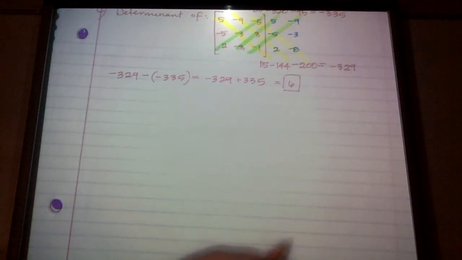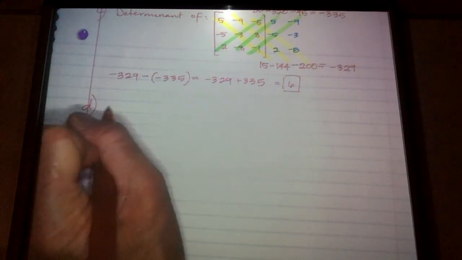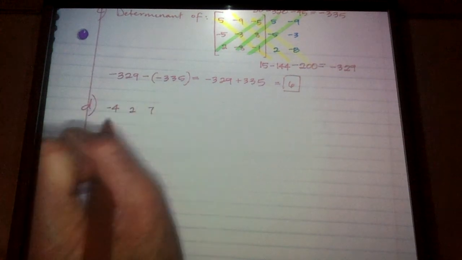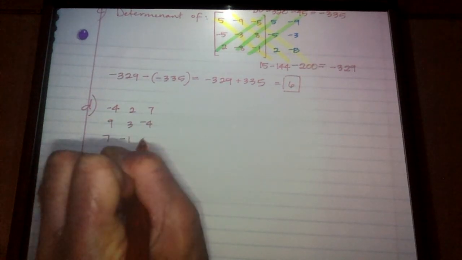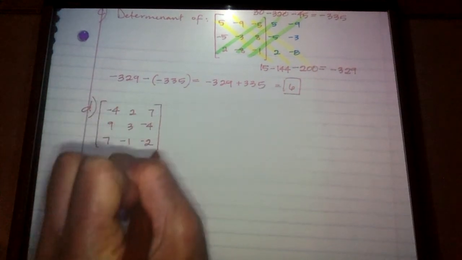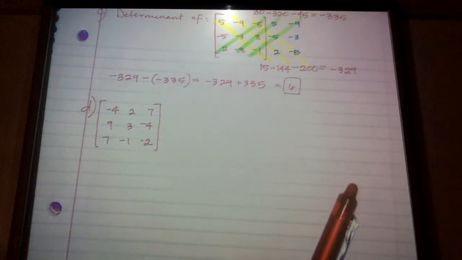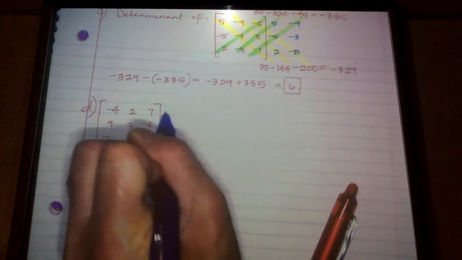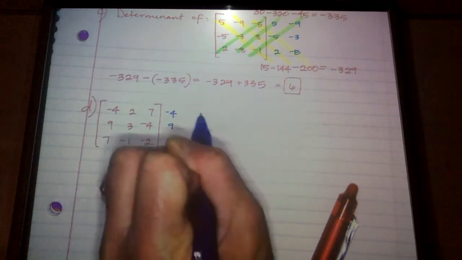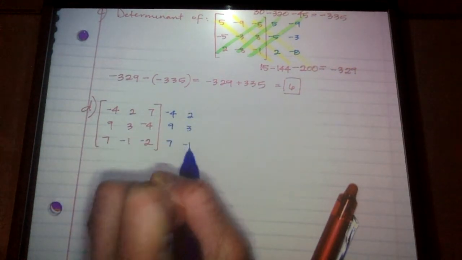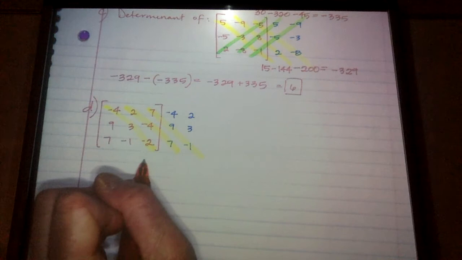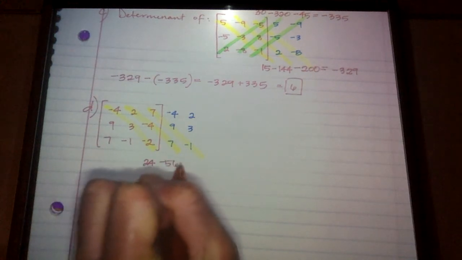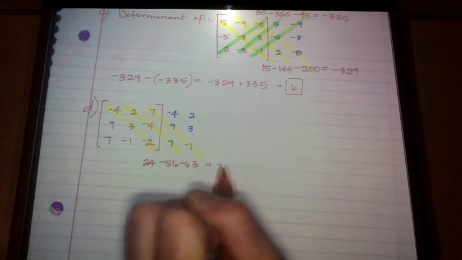All right, D. I'm going to do this next one, but I'm going to try to hurry so that this video isn't forever long. Starting with copying the first two columns. So negative 4, 9, 7, 2, 3, negative 1. The first three diagonals are here. Their products are 24, negative 56, and negative 63. Their sum is negative 95.